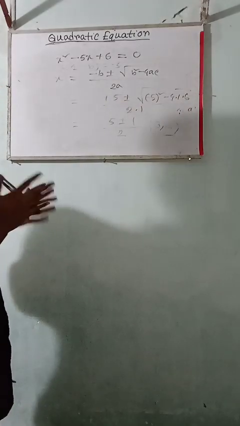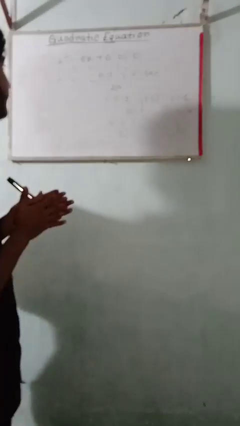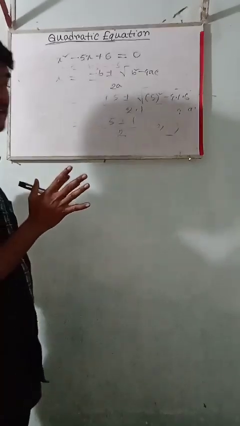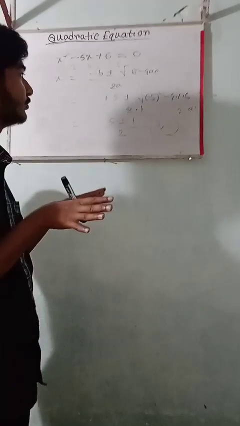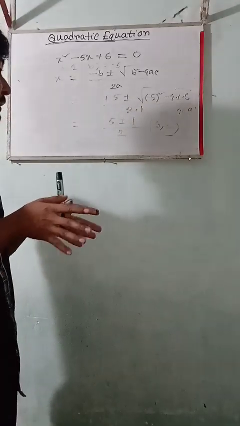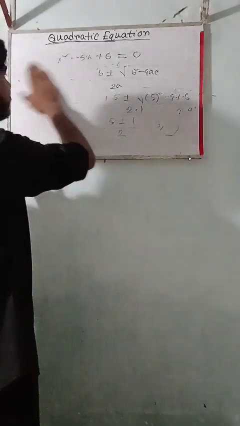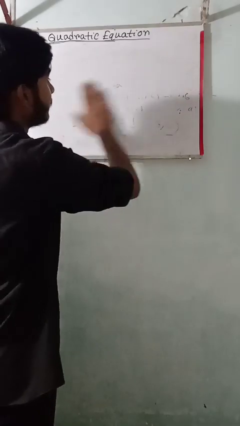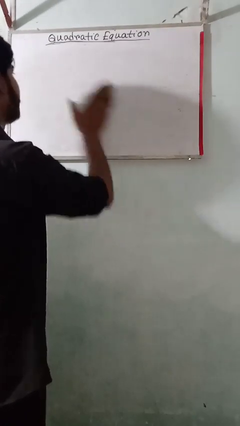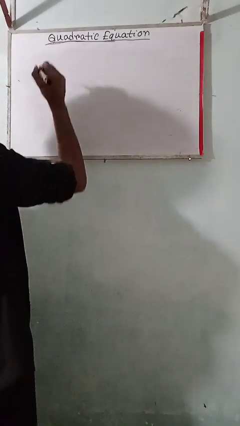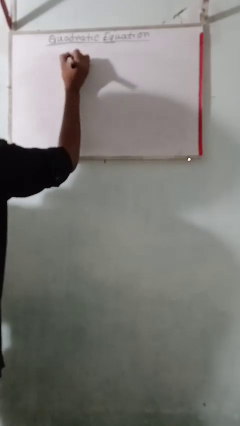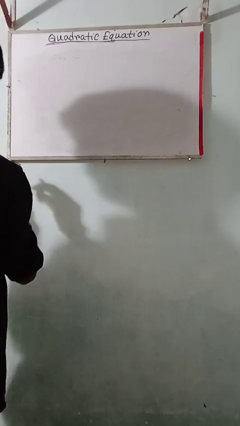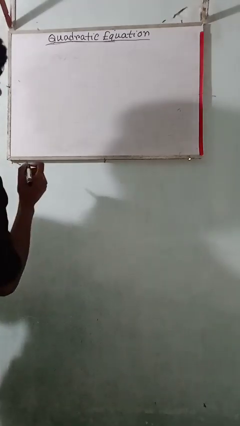We have learned how to solve for the roots of an equation, but if it is given the roots of the equation and we have to determine the equation, how is the procedure? Now we will see this procedure. Suppose it is given that the two roots of the equation are alpha comma beta. Now we have to determine the equation.